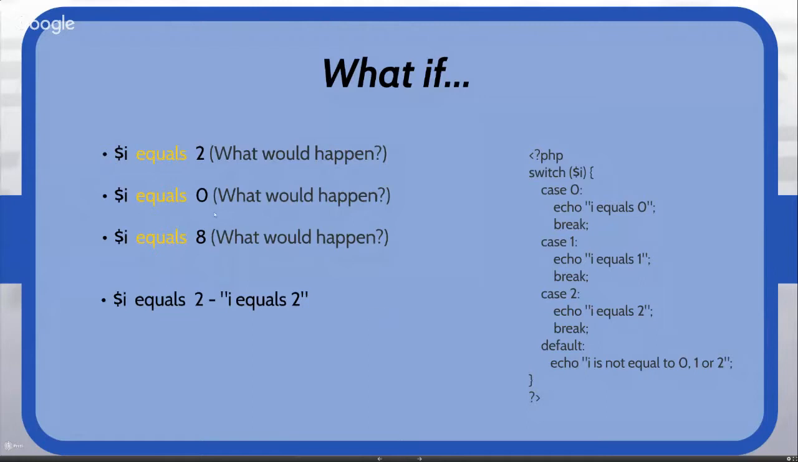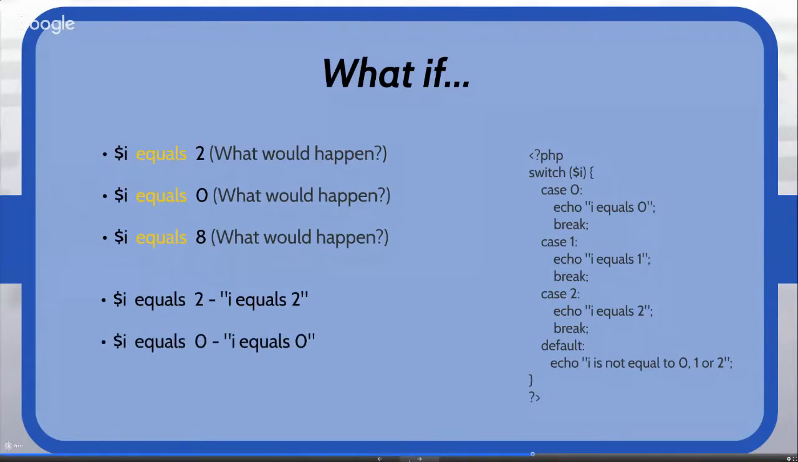Next one here, I equals 0, what would happen? Well, once again, we have case 0 right here at the top, it's going to match up with 0. It's going to go ahead and echo I equals 0, and then it's going to break, skipping over case 1, case 2.